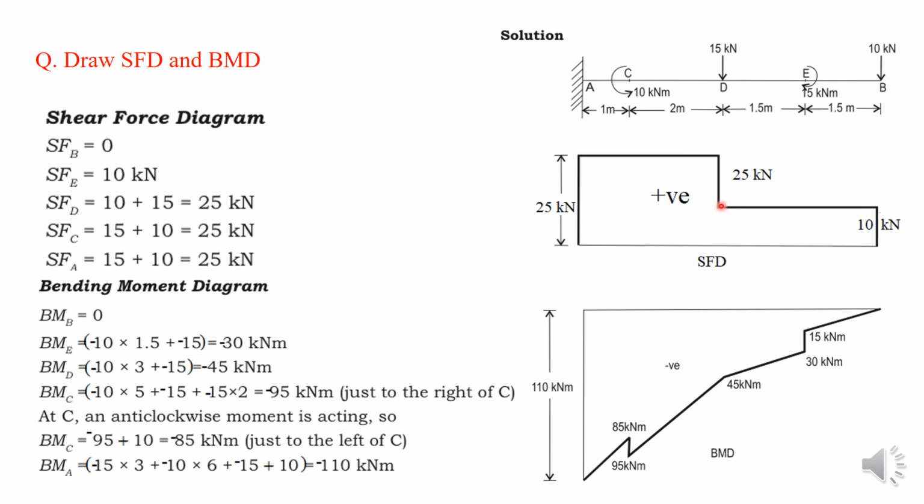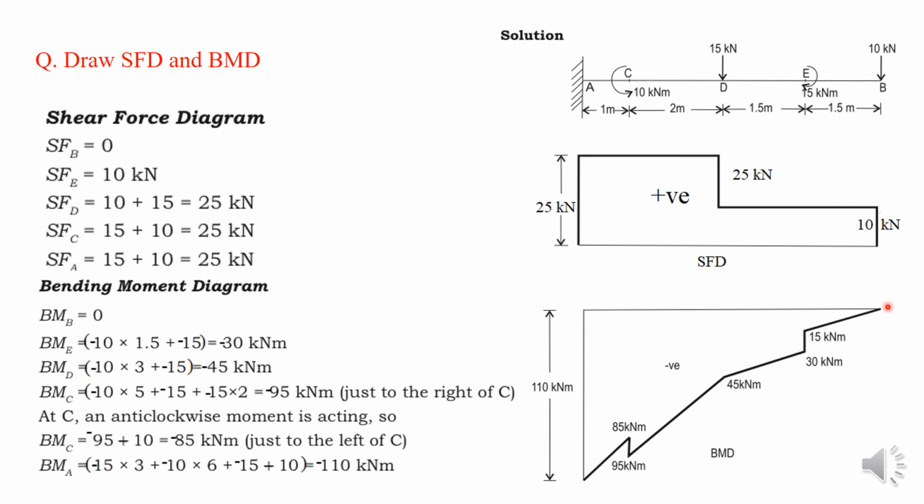And then at D, this 10 plus 15, that is a total of 25 kilonewton, will come at D. And then in between A and D, there are no loads acting. So you can just simply draw a horizontal line up to A and mark it as 25 kilonewton, shade the region and also indicate it's a positive SFD. Now we have to draw the bending moment diagram.